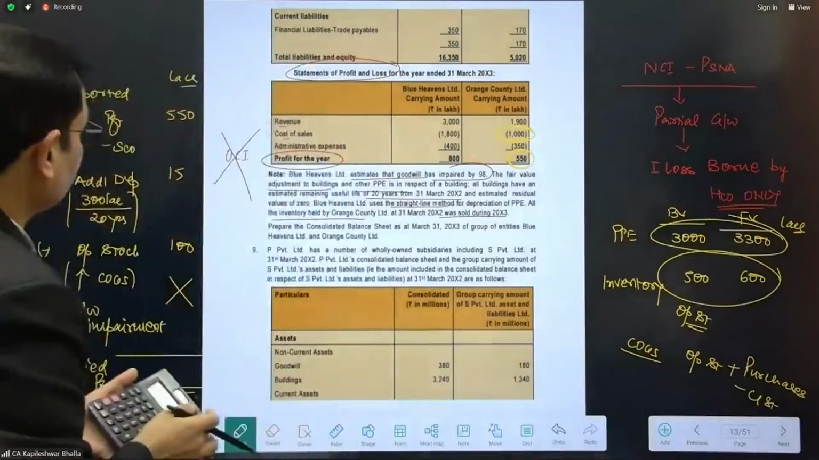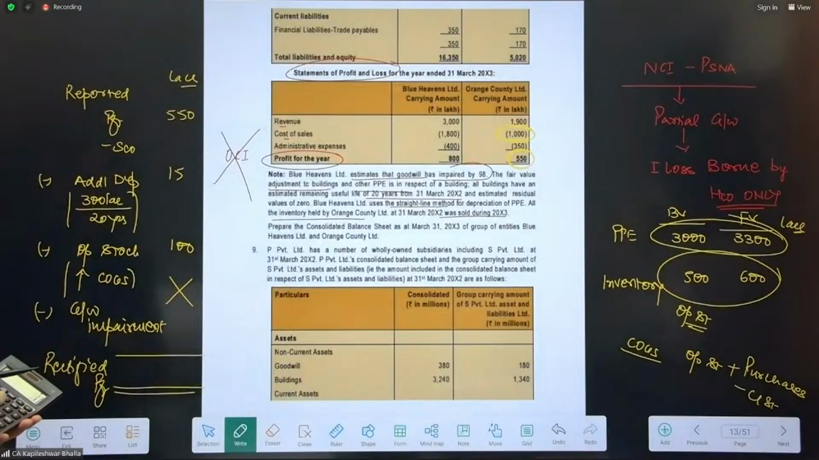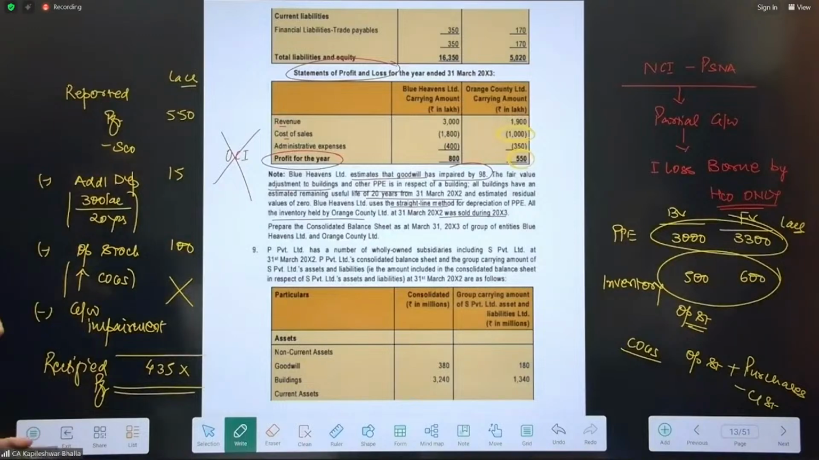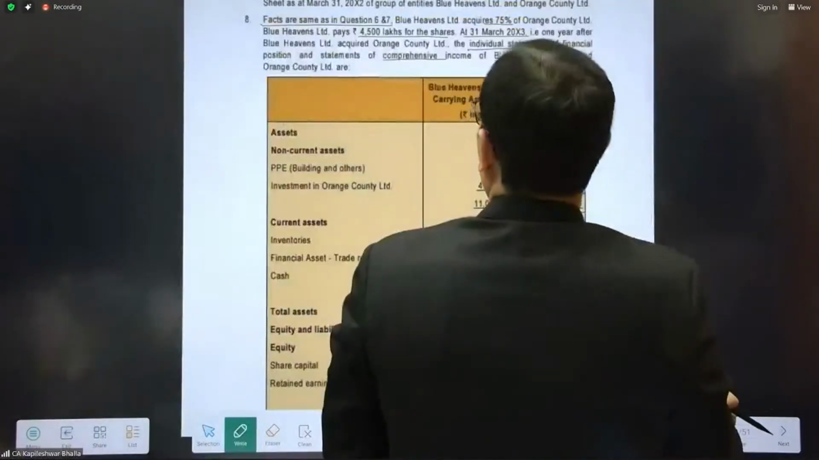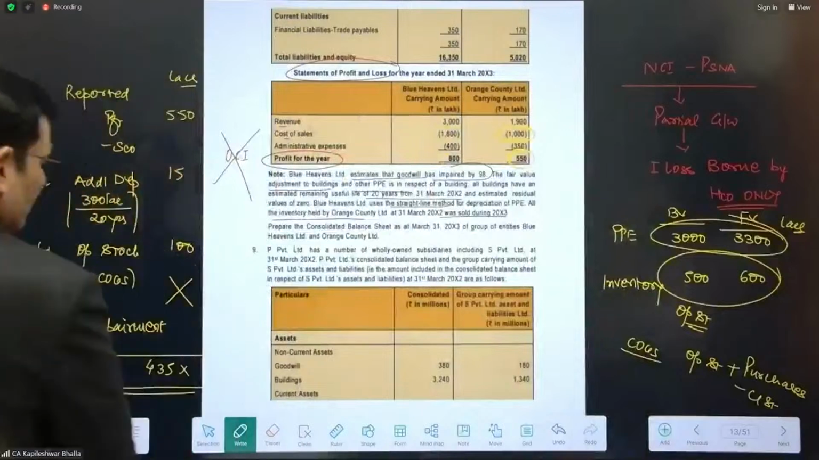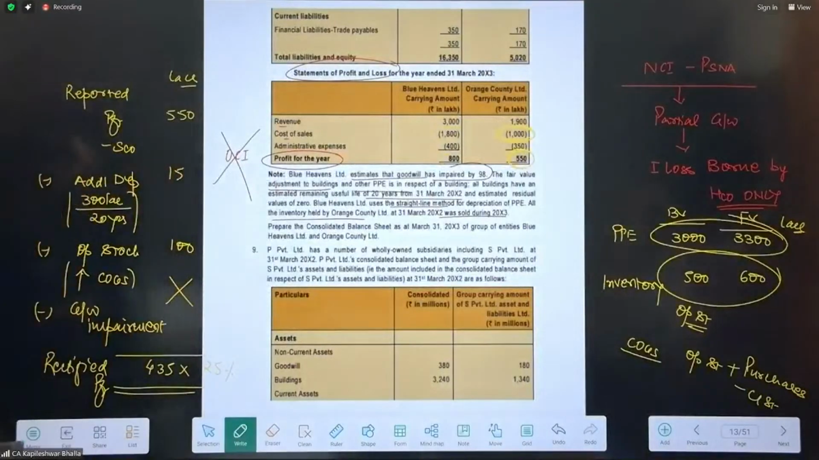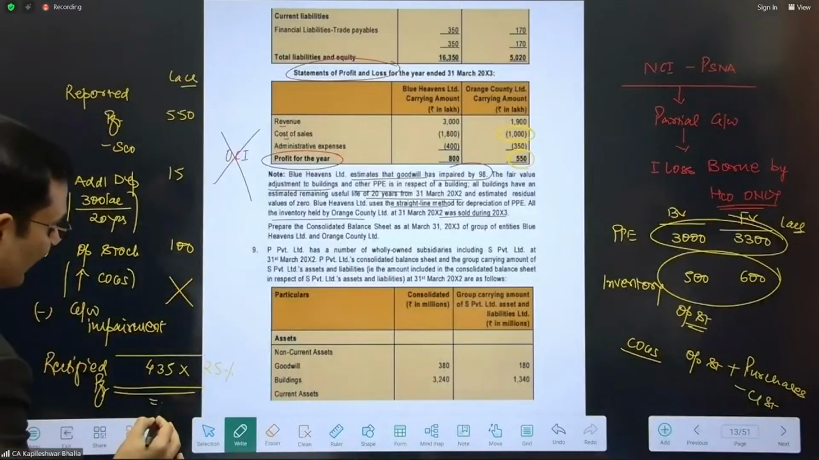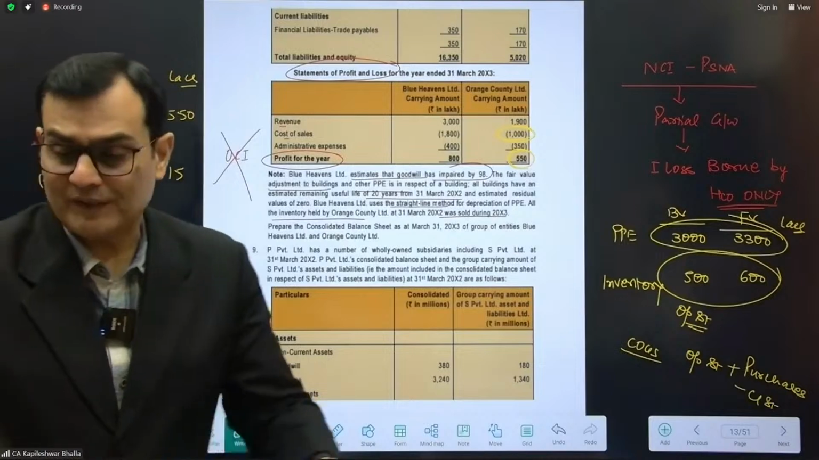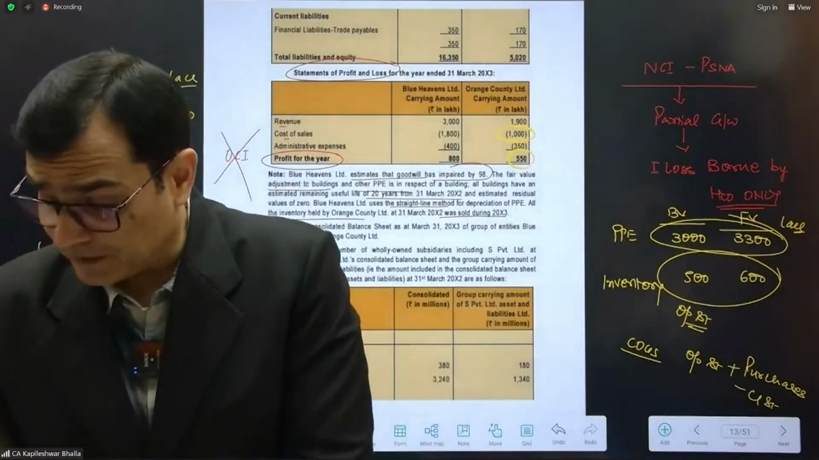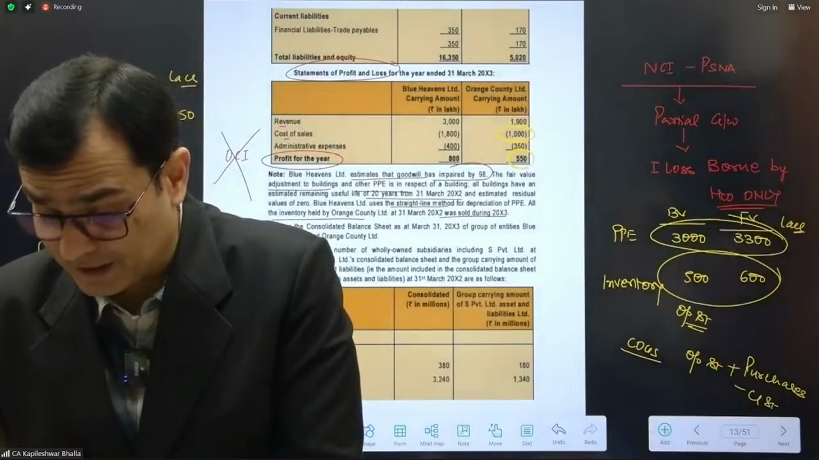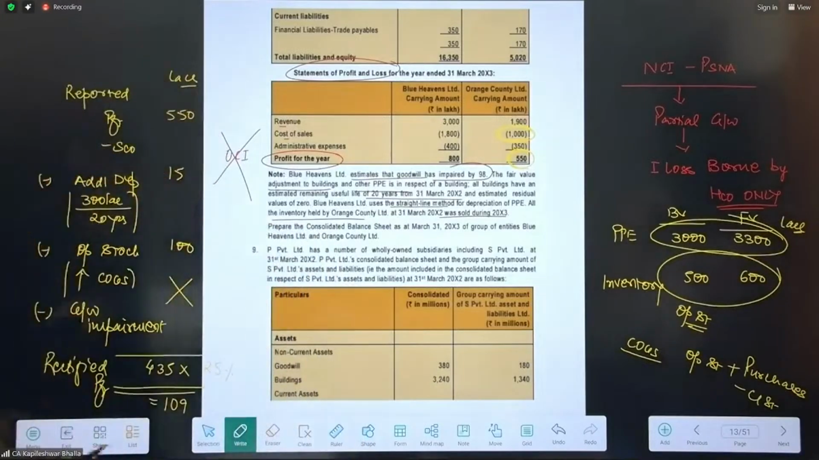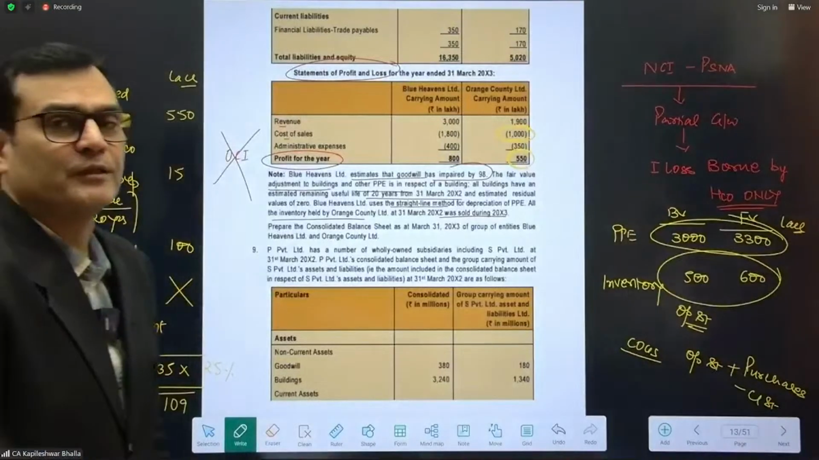So let's have a look. So we can say out of 550, we make a reduction of 115. This comes to 435. And out of this 435, if I look at the percentage belonging to the NCI, 75% belongs to the parent. So we can say 25% of this belongs to the NCI. So if I take 25% of this, it comes to approximately 109. So in this particular case, we can see that if 109 is belonging to the NCI, we can now easily consider the balance which belongs to the parent. So this is NCI share in the rectified profits.